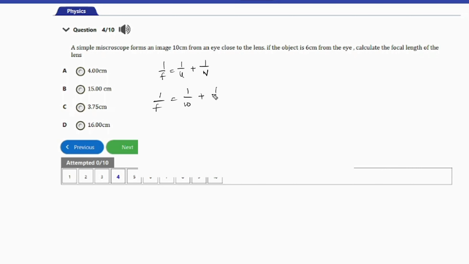If we use the LCM to add these two, LCM of 10 and 6 is 30, and 30 over 10 is 3, 3 times 1 is 3. Then we divide 30 by 6 to have 5, and 5 times 1 is 5, so this is plus 5. So 3 plus 5 is 8, so we have 8 over 30. So 1 over f is 8 over 30, therefore f is 30 over 8, and that's 3.75 cm. So option C is the answer to this question.